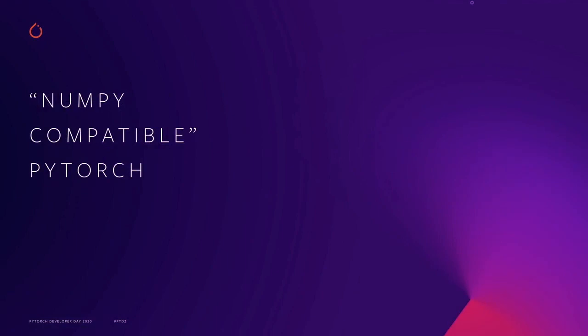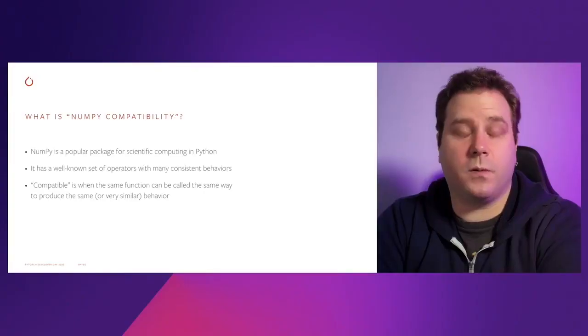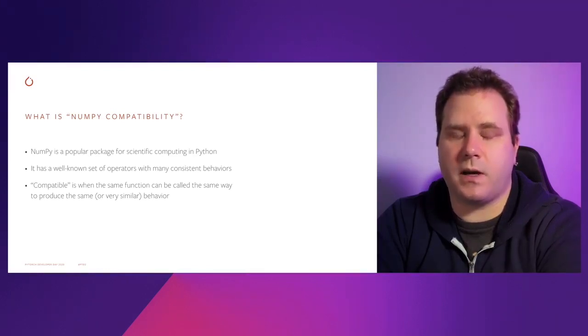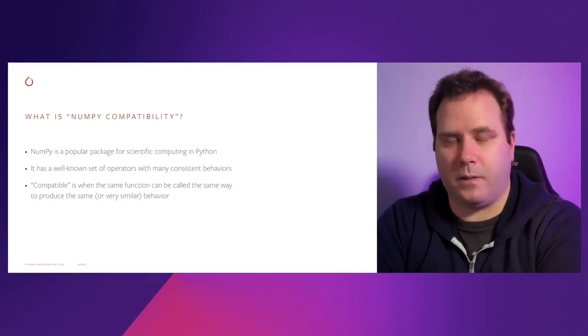So let's get started by talking about what it means for PyTorch to be NumPy compatible. For those of you who don't know, NumPy is a popular Python package for working on arrays, or what PyTorch would call tensors. Its API is well known, and that makes it familiar to many users coming to PyTorch for the first time. By making PyTorch compatible with NumPy, we mean it implements the same functions that NumPy does, and that the behavior of those functions is pretty much the same in PyTorch and in NumPy.